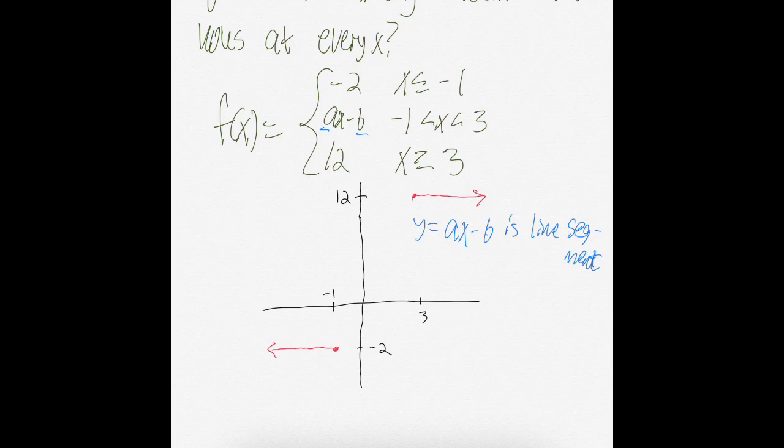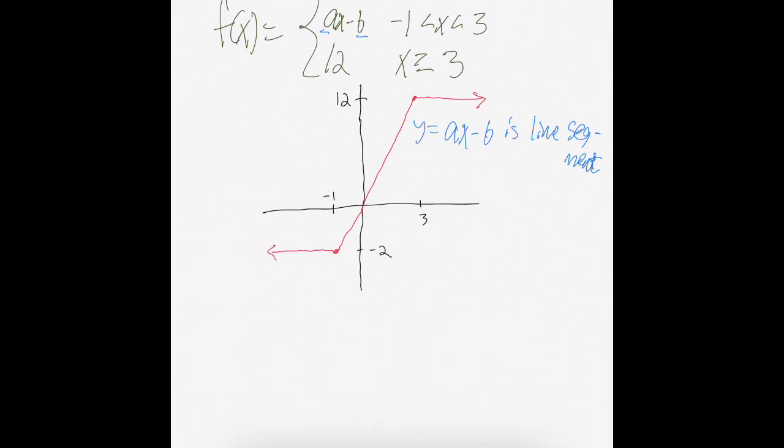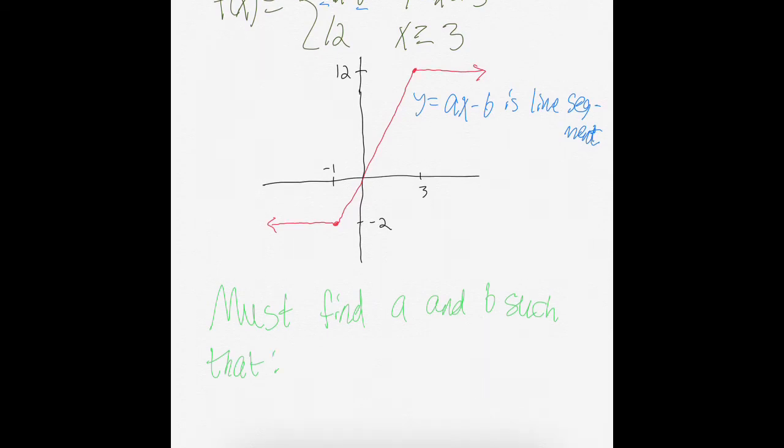So I know that it must look like this. It must be the line segment which connects these 2 points, which means that we must find a and b such that, well, whenever I plug in x equals -1, I had better get that y equals -2.